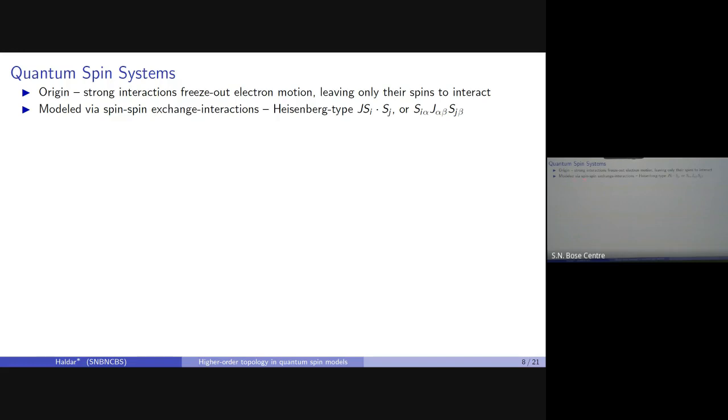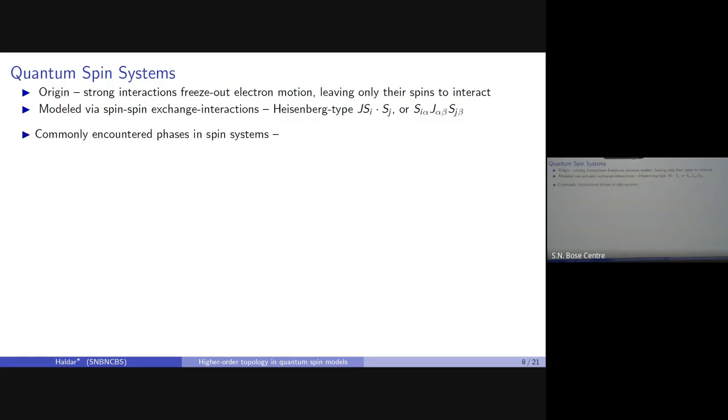Which can be modeled by spin-spin exchange interactions of Heisenberg type. It would be typically of the form J S_i · S_j, where i and j are sites where electrons are sitting. Or, more generally, J can be a tensor, which talks to the alpha and beta components of your spin operator.